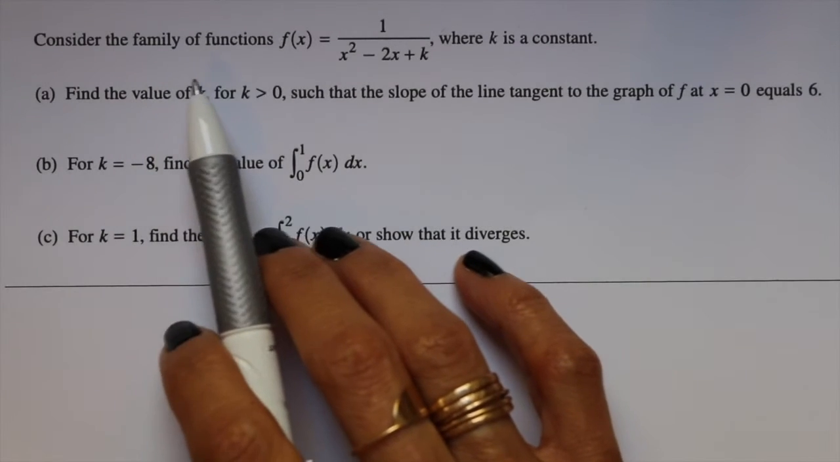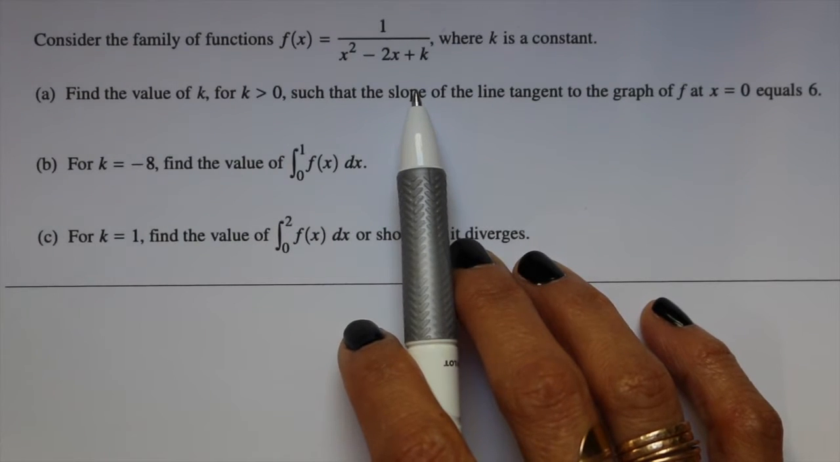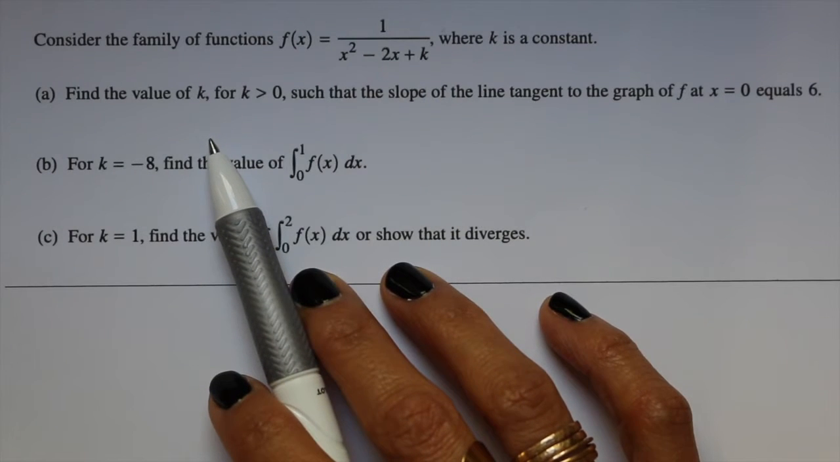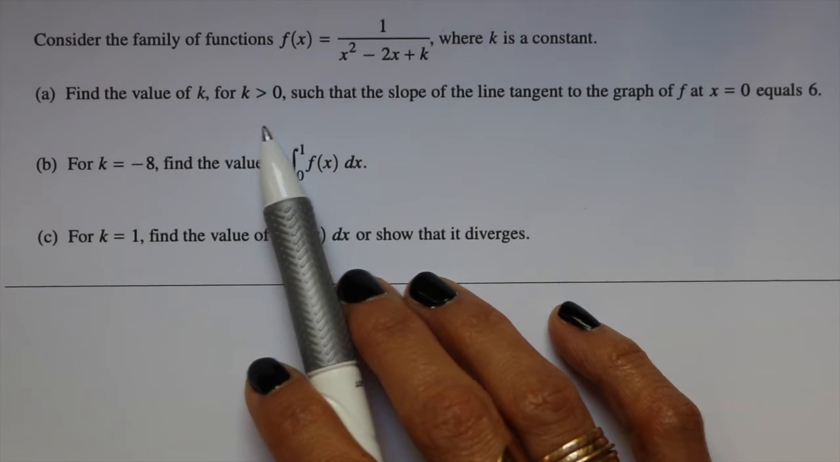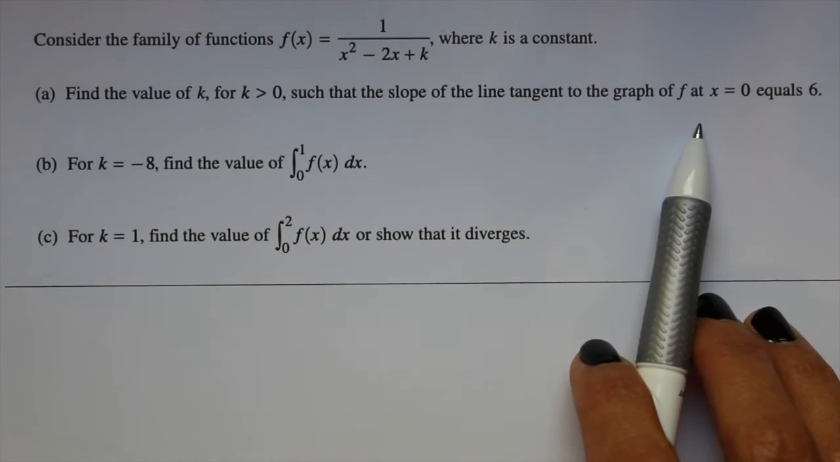The FRQ says, consider the family of functions f of x equals 1 over x squared minus 2x plus k, where k is a constant. Part A says, find the value of k for k greater than 0 such that the slope of the line tangent to the graph of f at 0 equals 6.